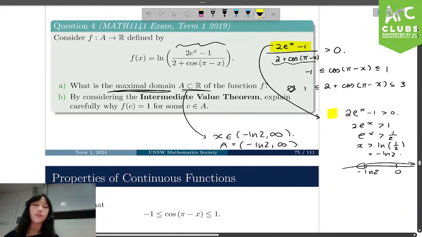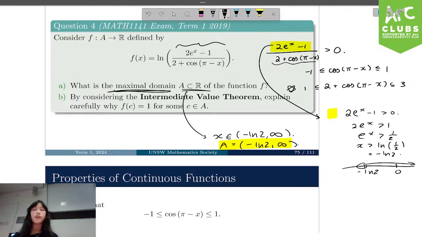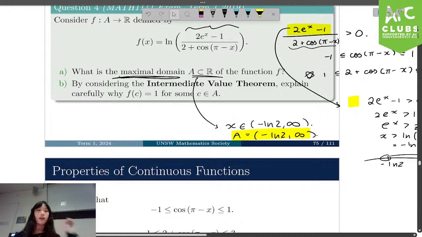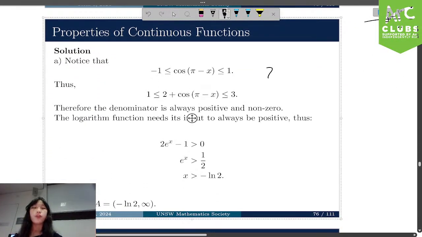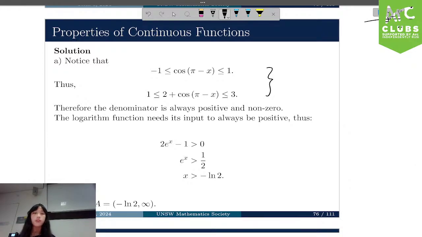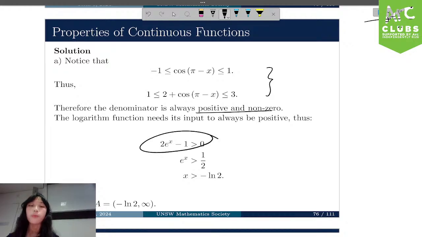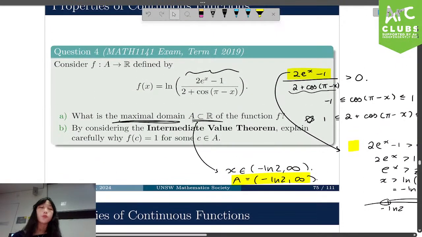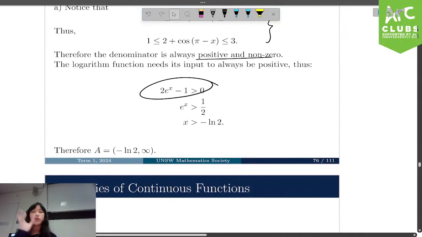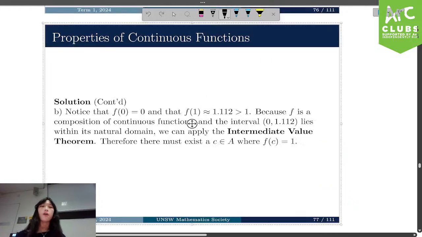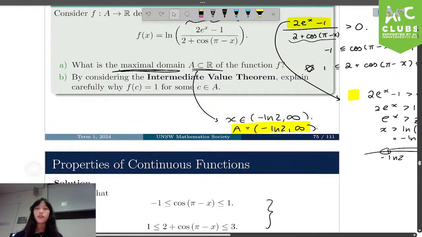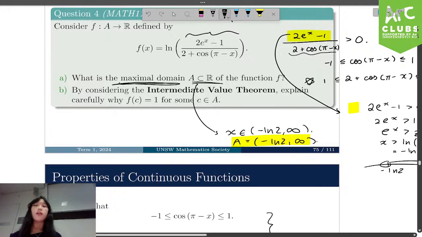Okay, nice. So we've derived the domain of this function, and that's the maximal domain, and we know that because the function can't take on any values outside of this domain. Just to sum up the proof: we've considered how cosine is bounded, then that the bottom is always positive and non-zero, then we've considered the top of the fraction, 2e to the x minus 1, and used that part of the fraction being positive to derive our maximal domain.